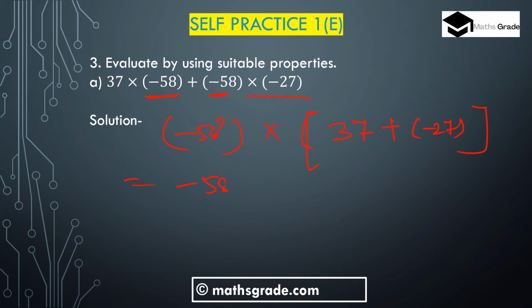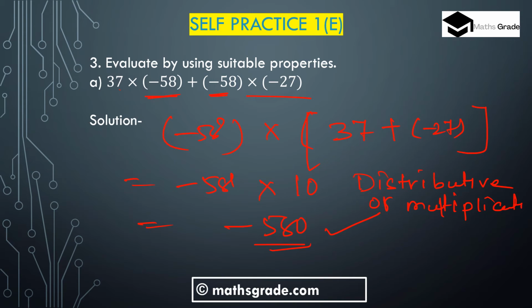Now 37 minus 27 is 10, and minus 58 multiplied by 10 is minus 580. And this property is known as the distributive property of multiplication over addition. Here the distributive property of multiplication over addition is applied.